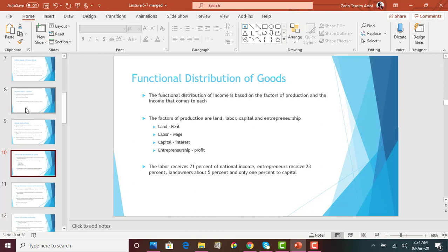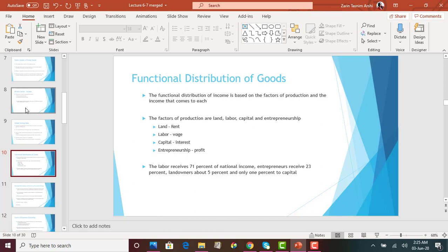Let's say land, the income that landowners earn is rent. The income that labor earns is wage. The income that capital holders earn is interest, and entrepreneurs earn profit as income. We talked about this a little bit in the first chapter, but again, this is just a refresher. We basically want to know how much total rent comes to the landowners, how much total wage comes to the laborers, and so forth.